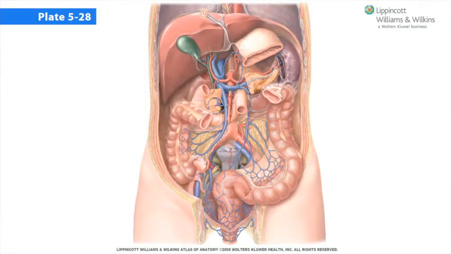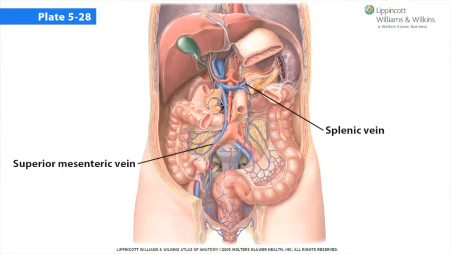The veins draining the abdominal organs are, for the most part, named identically to the arteries that feed them. Most of the venous drainage of the structures supplied by the celiac trunk and the superior and inferior mesenteric arteries ultimately leads to the portal vein. The splenic vein, which receives blood from organs supplied by the splenic artery, and the superior mesenteric vein, which drains blood from the structures supplied by the superior mesenteric artery, unite posterior to the neck of the pancreas at about the level of L1 to form the portal vein.